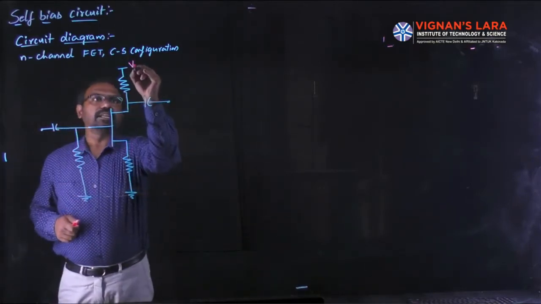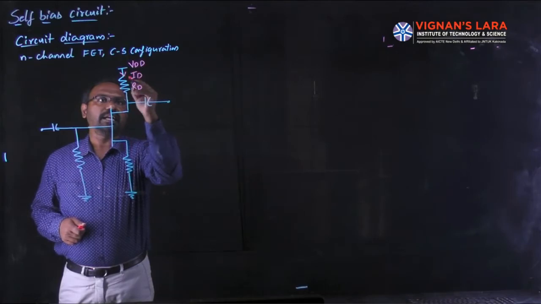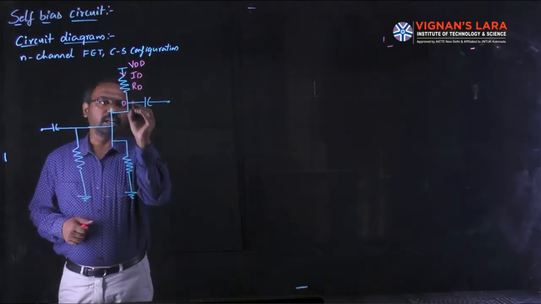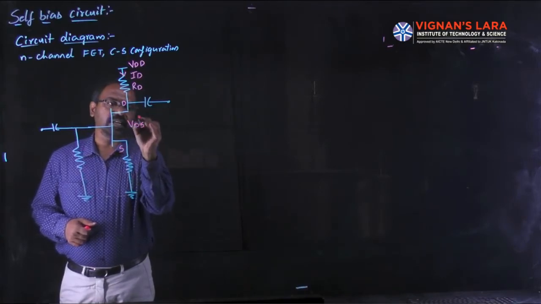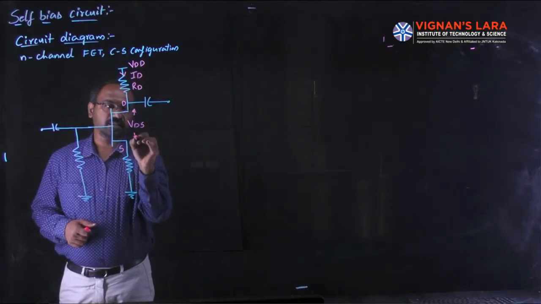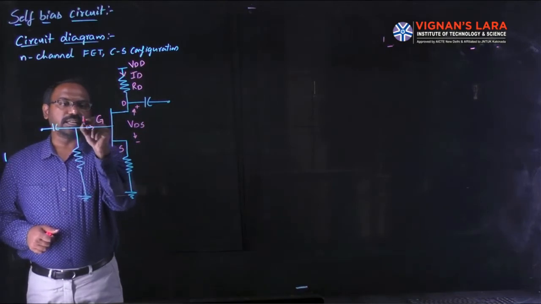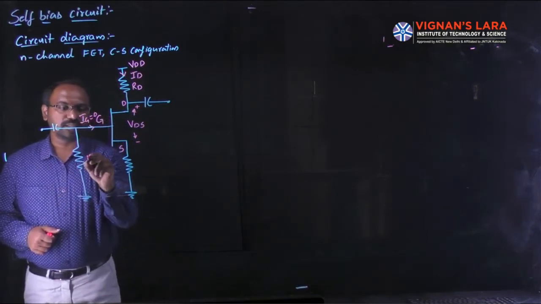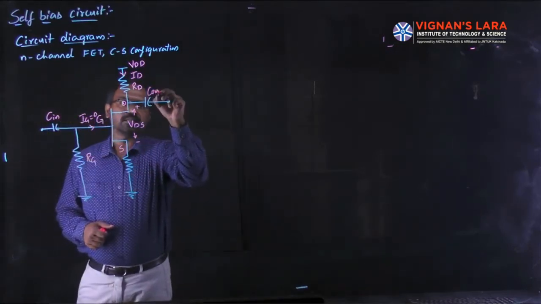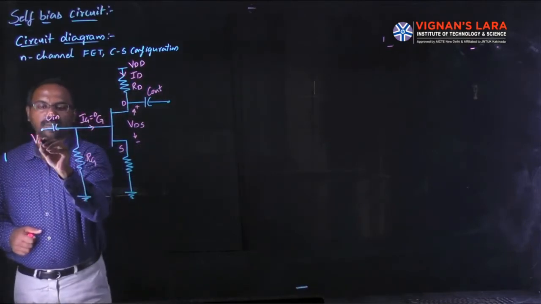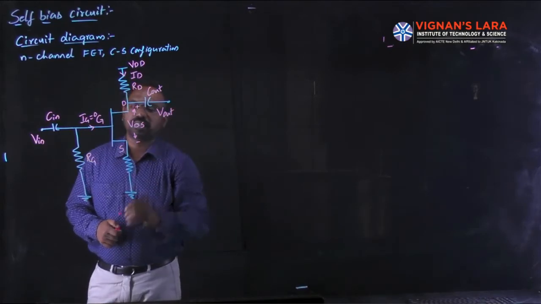So this is VDD, this is RD, and the current flowing through is ID. So this is the drain terminal, and this is the source terminal. The voltage drop between drain and source is VDS, so it is plus minus. The gate terminal, generally the gate current IG is equal to 0. This is RG, the input capacitor Cin, the output capacitor Cout. So here we are applying the input, and at this capacitor the output is taken.